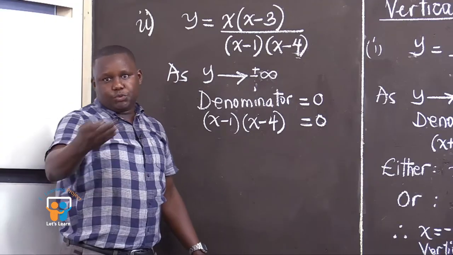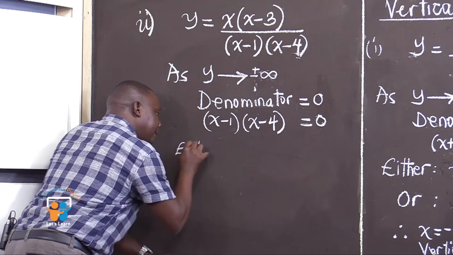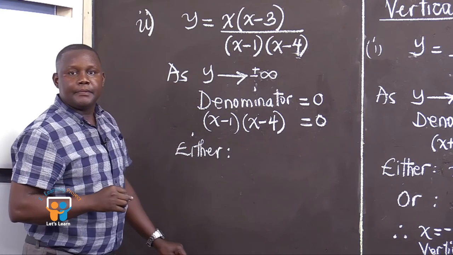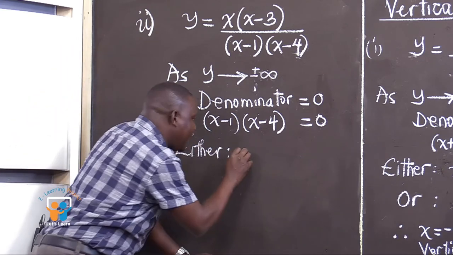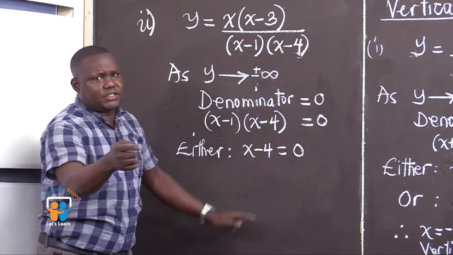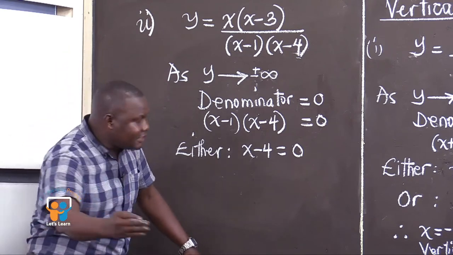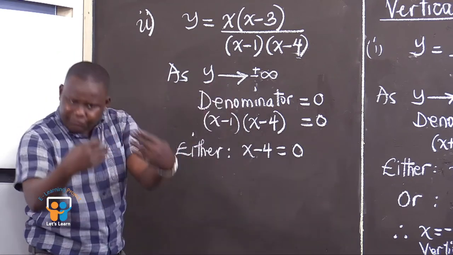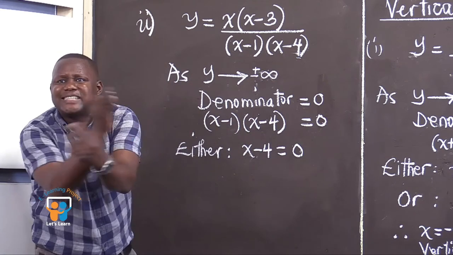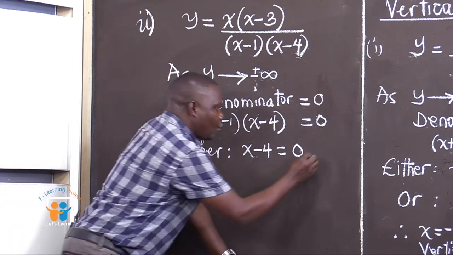Yes. What else do we do now? Oh, we say either. Okay. Let's write either. Either what now? Oh, someone is saying either x minus 4 equal to 0. Members, is this person right, really? Is he right? Yes, because irrespective of where you start from, either you start from x minus 4 or x minus 1, any way you start is very, very correct. What do we get?